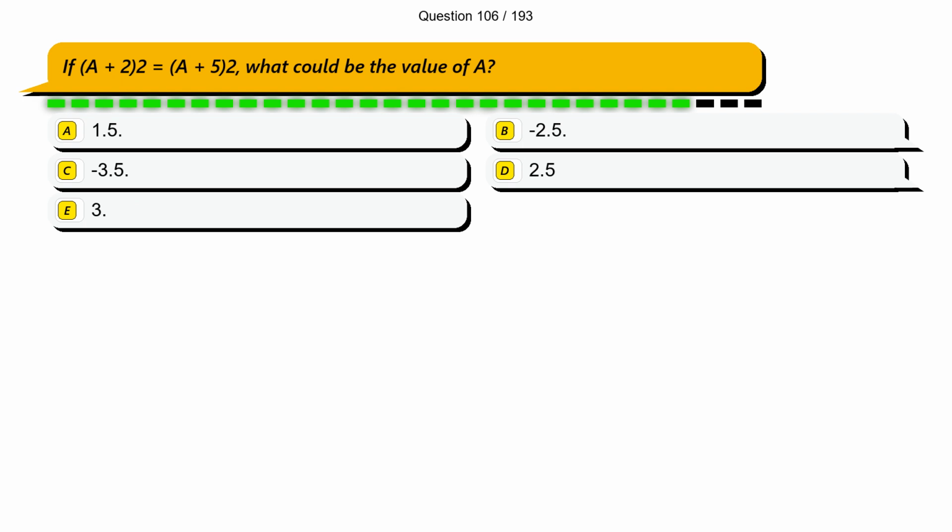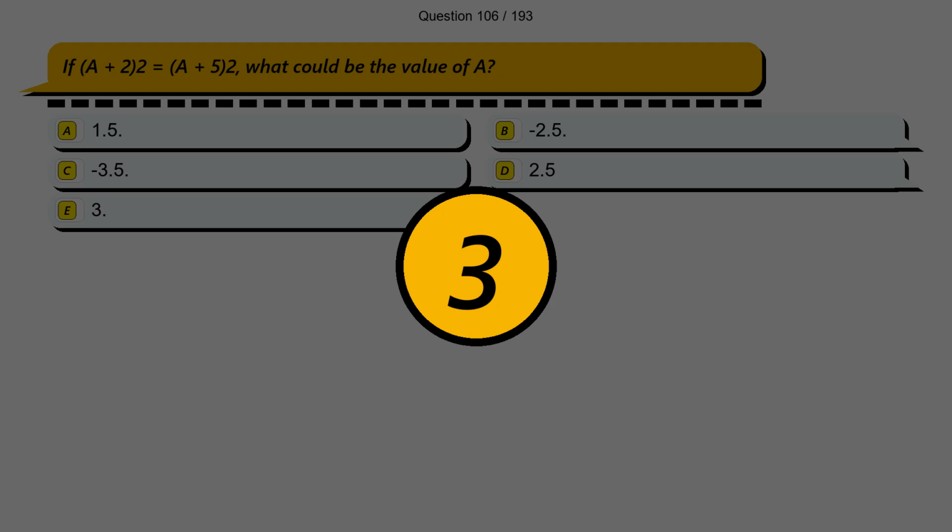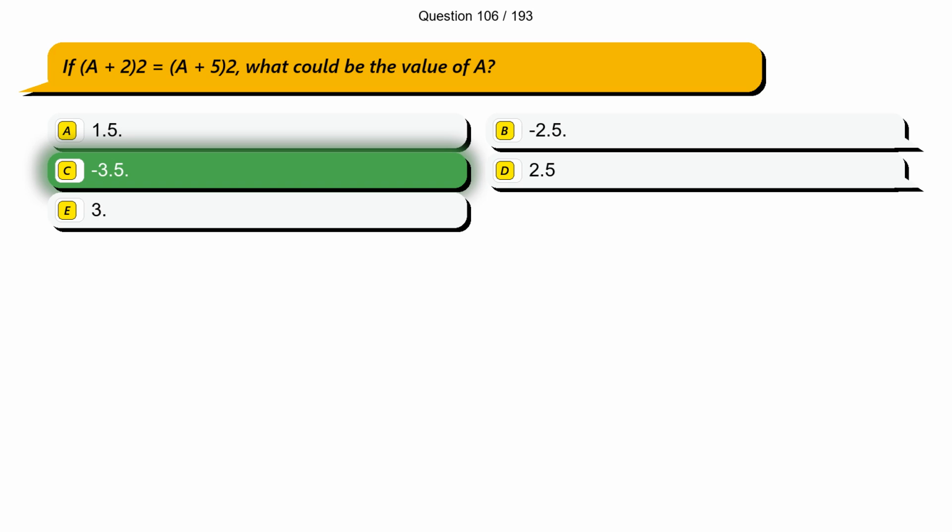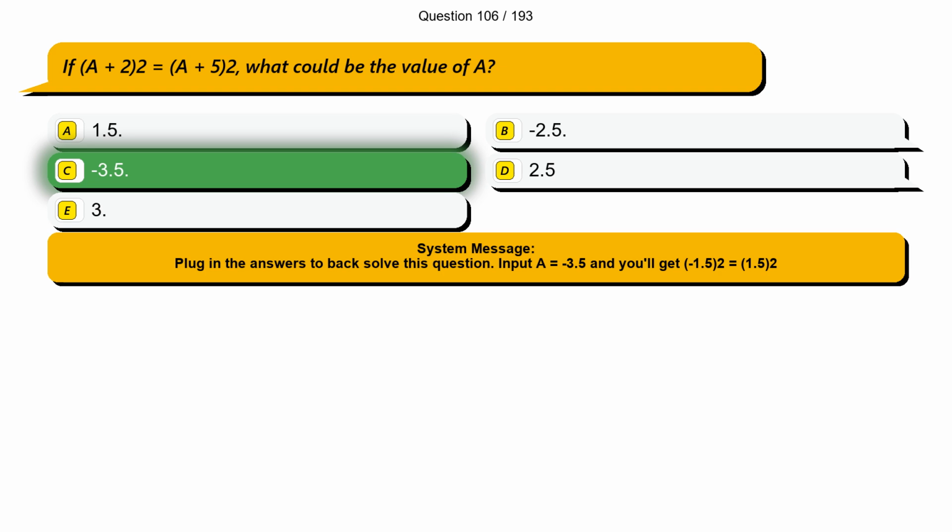Question 106. If a plus 2, 2 equals a plus 5, 2, what could be the value of a? Option A, 1.5, option B, minus 2.5, option C, minus 3.5, option D, 2.5, option E, 3. The correct answer is option C, minus 3.5. Plug in the answers to backsolve this question. Input a equals minus 3.5 and you'll get minus 1.5, 2 equals 1.5, 2.